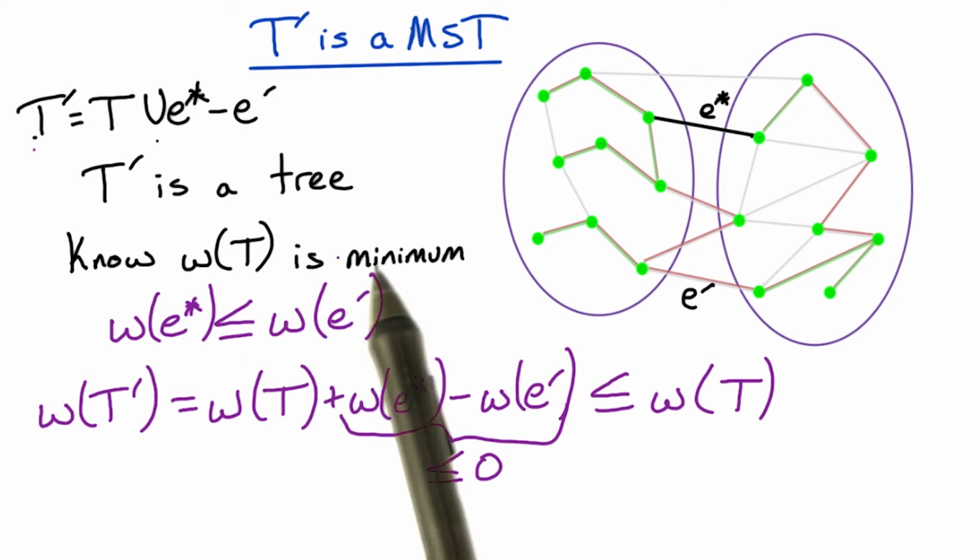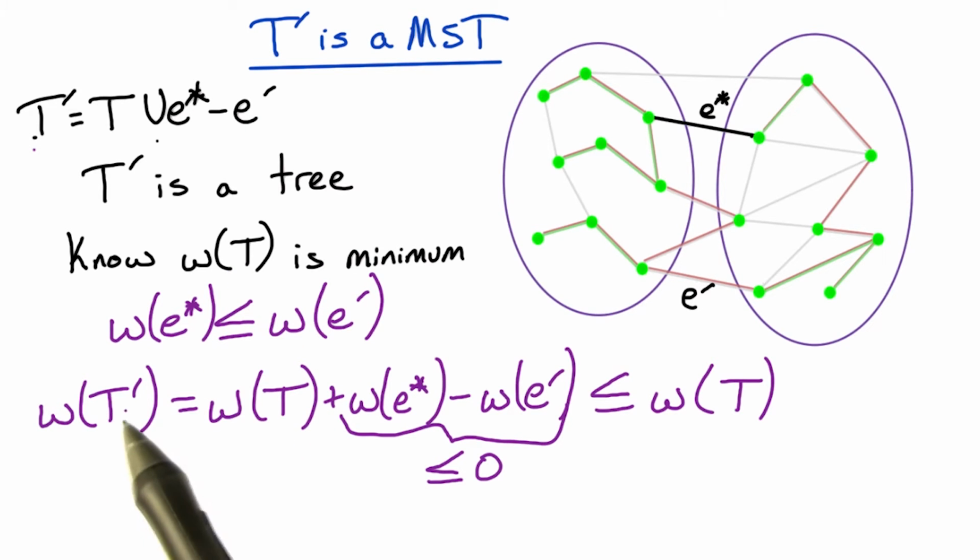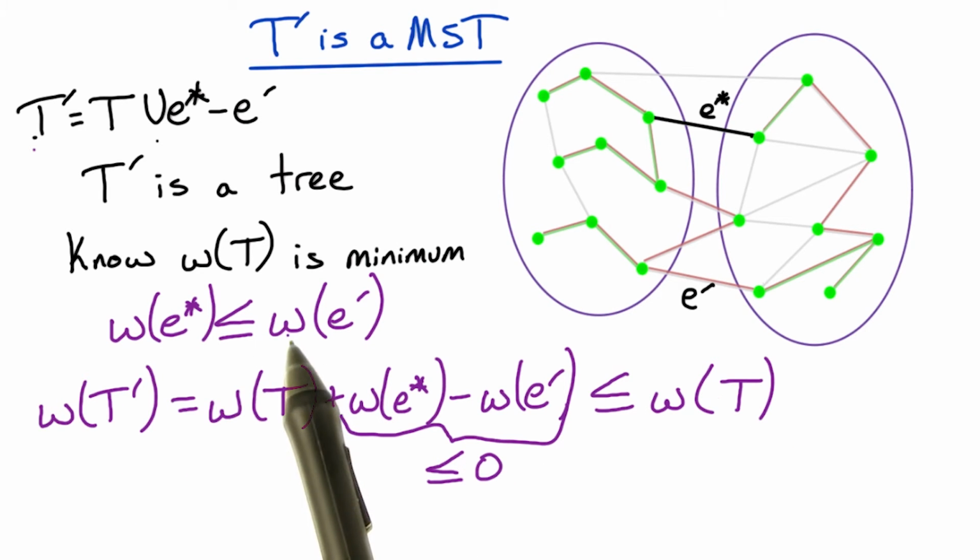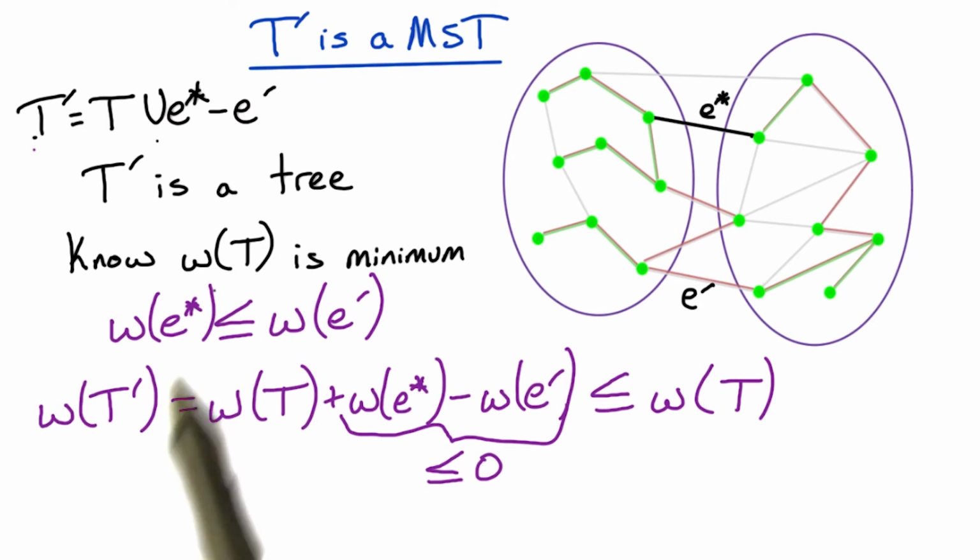T is minimum weight, therefore T prime is also minimum weight. And in fact, the weight of T prime must equal the weight of T. So the weight of E star must equal the weight of E prime. Otherwise, we've attained a new tree, T prime, which is strictly smaller weight than T, which would contradict the fact that T is an MST.